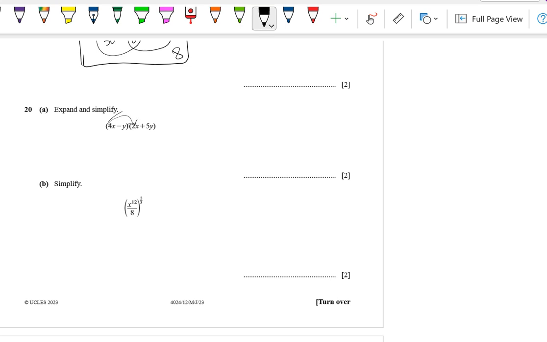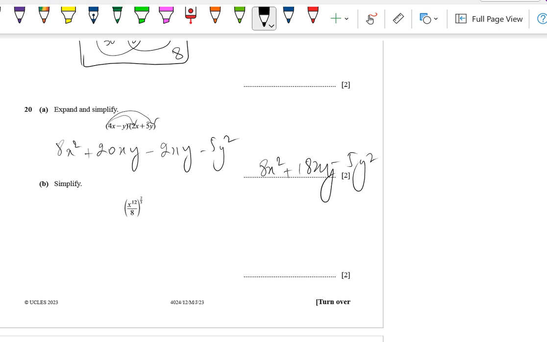Expansion: 8x square plus 20xy minus 2xy minus 5y square, 8x square plus 18xy minus 5y square.